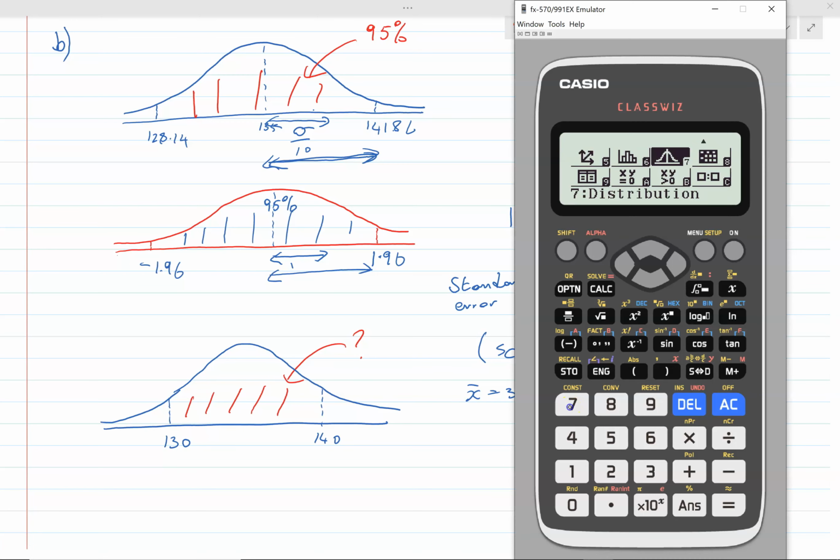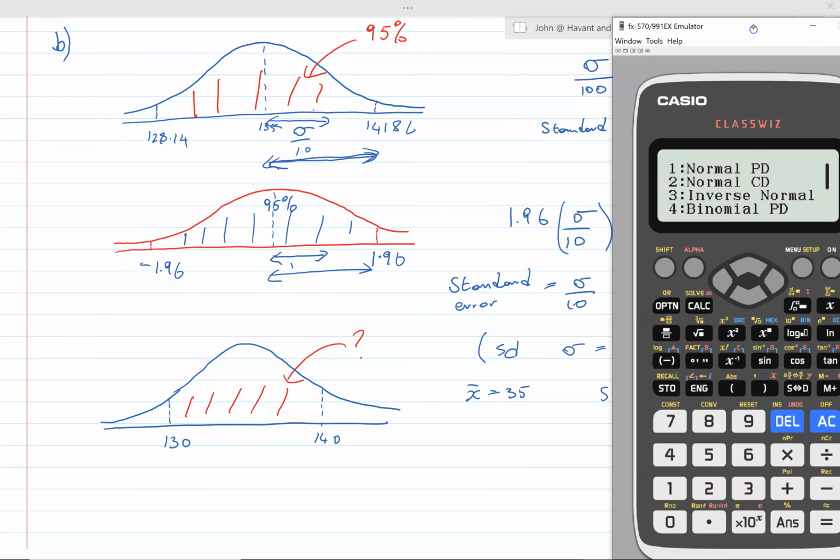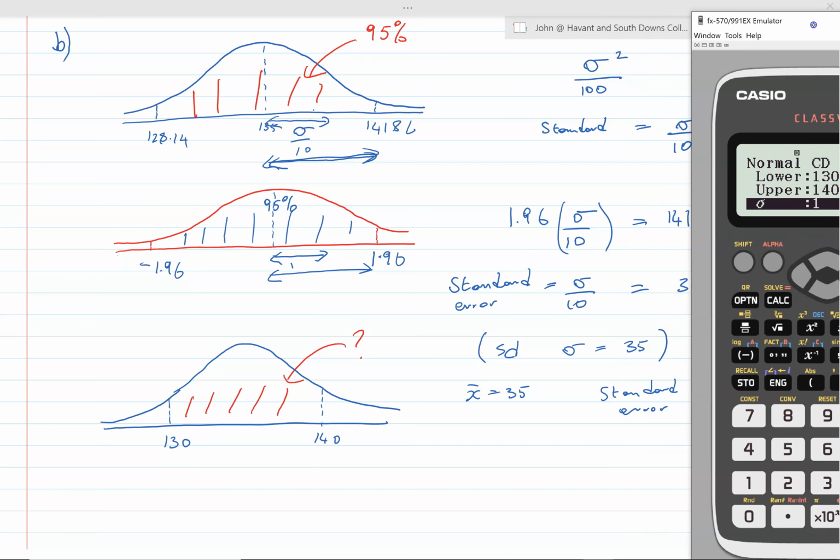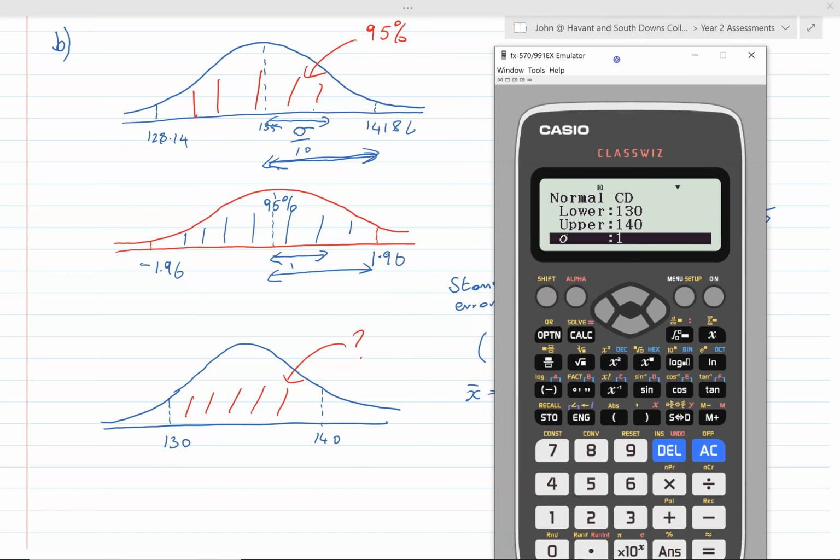Okay, so menu 7, and we want normal CD again, so that's 2. The lower tail we want to be 130. The upper tail we want to be 140. The standard deviation, which is the standard error of our sampling distribution, is 3.5. And our mean is 135. So that's 0.847.